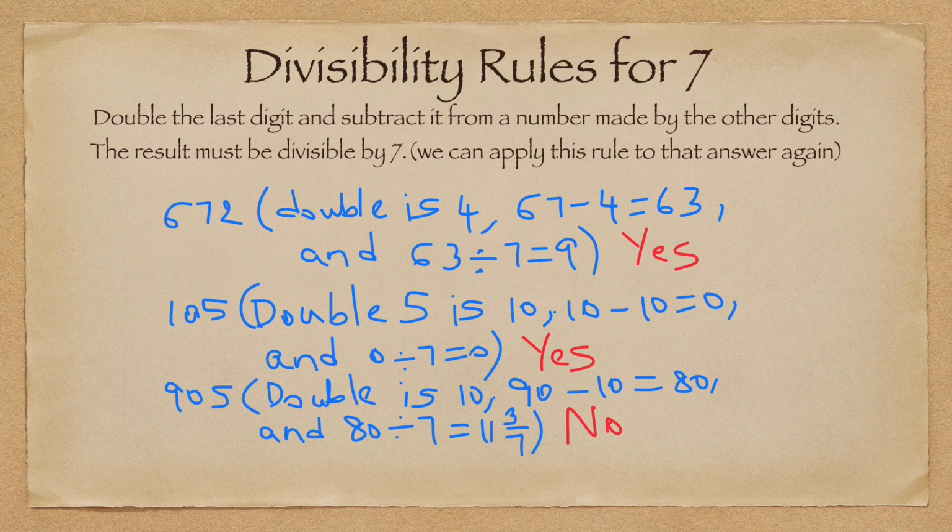Next example, 905. Double the 5 is 10. Let's subtract it from the remaining digits. 90 minus 10, that equals 80. 80 is not exactly divisible by 7. That's why 905 is not exactly divisible by 7. That's how we check whether a number is divisible by 7 or not by following these rules.